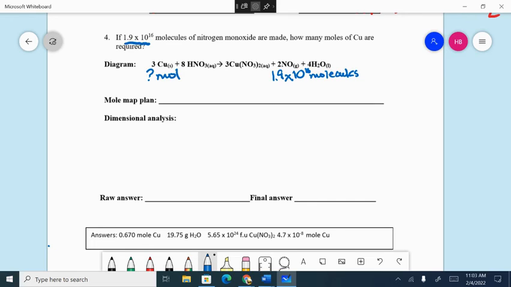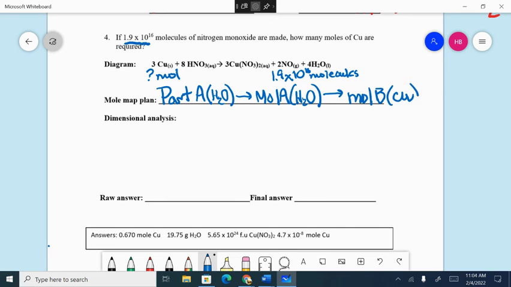So if I'm given molecules, what box am I starting in on my mole card? Particles of A is where I'm going to start, which is NO. And then we're going to end at moles of B. So particles of A, we can change to moles of A, which is always our given. A is always our given. And then we can change to moles of B, which in this case is copper. 2 arrows, 2 conversion factors, 2-step problem.